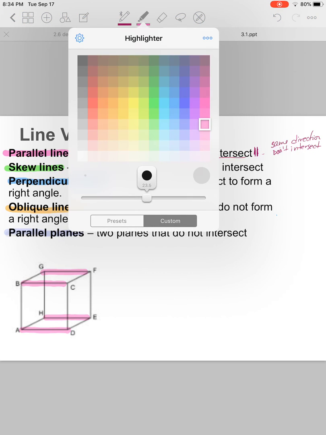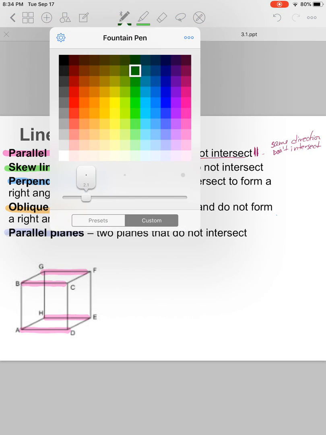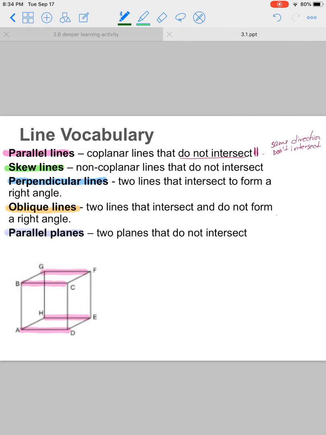Our next type of lines that we're going to look at are skew. Skew lines are another set of lines that do not intersect, but because they are non-coplanar, they will go in different directions and not intersect. So when we look at a set of skew lines, we would take a line that's going front to back and then look at a line that's going up and down that do not intersect. So two lines going in different directions that do not intersect.